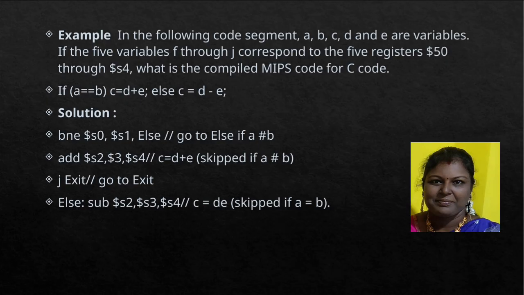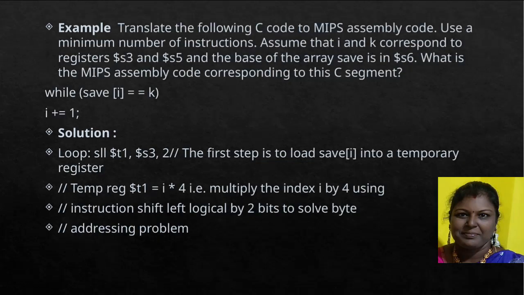Let's look at how to translate this C code into MIPS assembly, keeping the instruction count as low as possible. We start by calculating the address of save I. Since each integer is 4 bytes, we multiply I by 4 using a shift-left logical instruction. This shifts the bits of I 2 places to the left, effectively multiplying by 4. We store this result in a temporary register, preparing to access the array element at that calculated offset. This step is key to handling byte addressing correctly in MIPS.